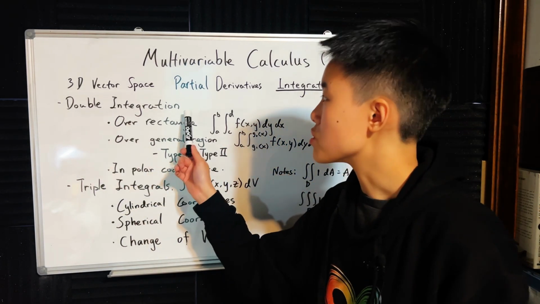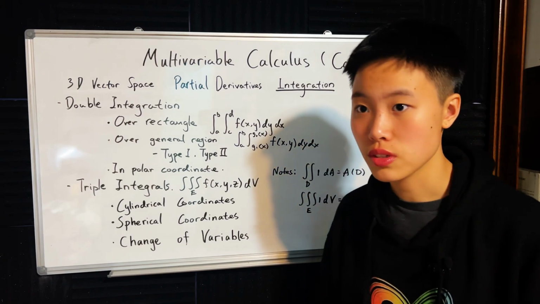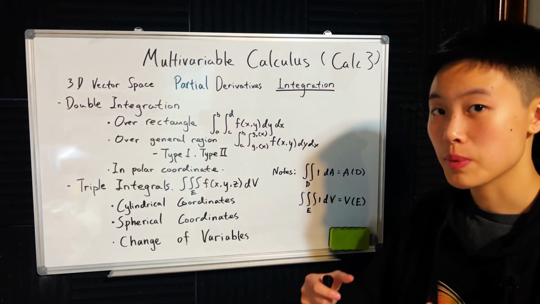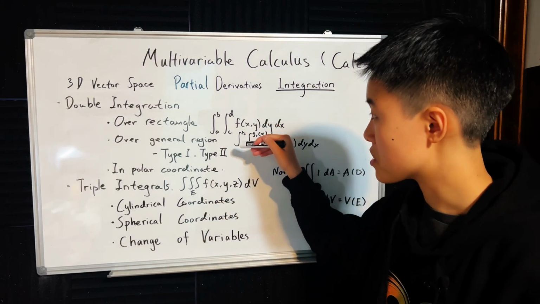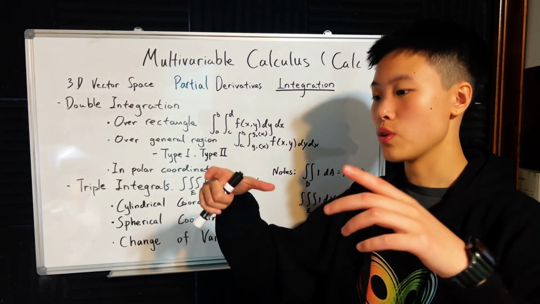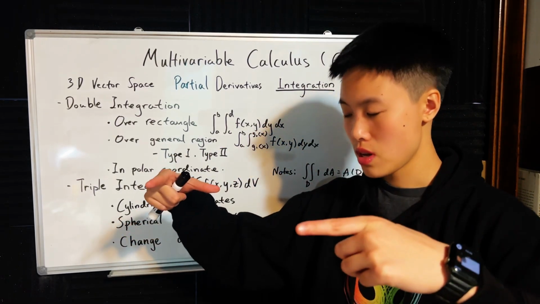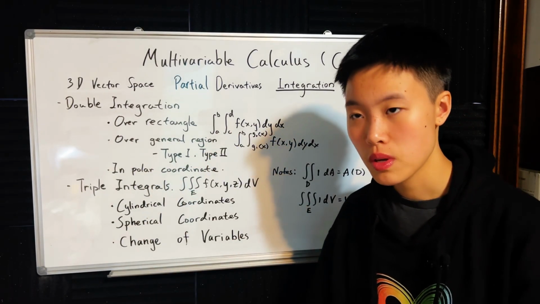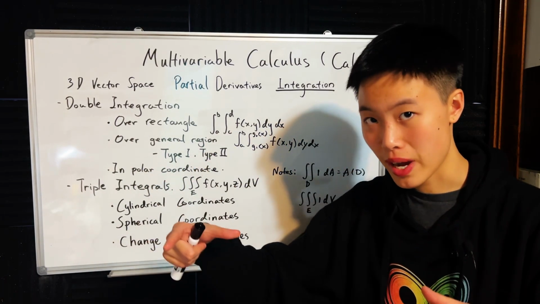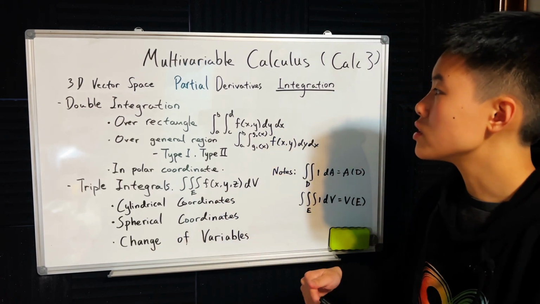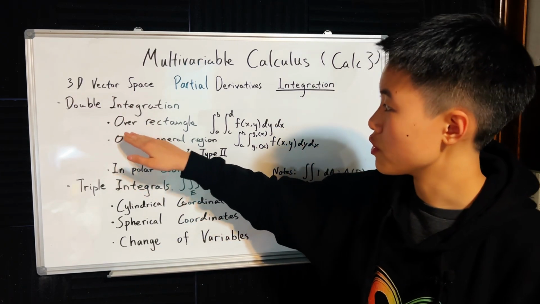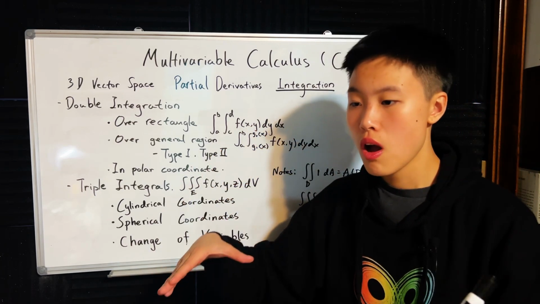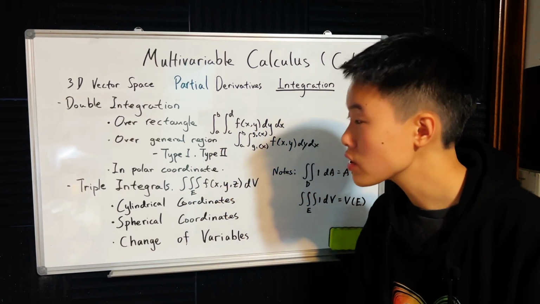So for double integrals, you're integrating a function with two variables, x and y, and you're going to be given bounds, which are a, b, c, d. So you're going to have a surface and a bound. What you'll find after the double integration is the volume below the surface within the bound. A double integral over rectangles is when a, b, c, d, the bounds, are numbers instead of functions.